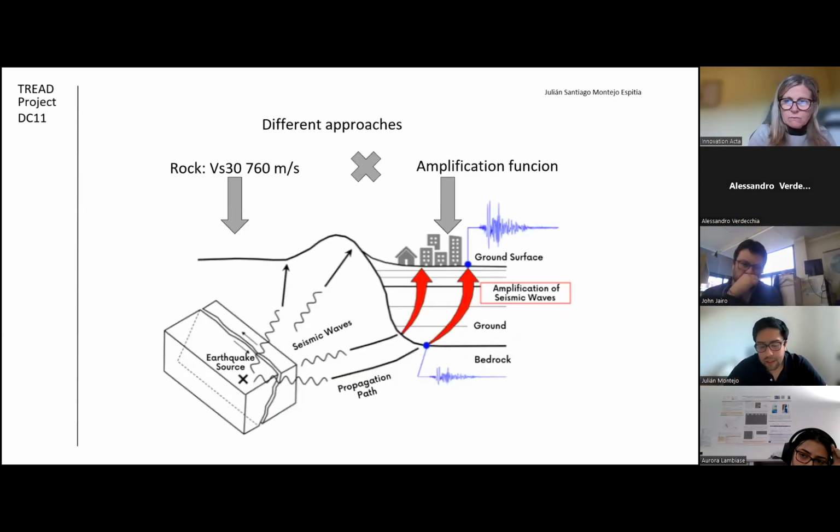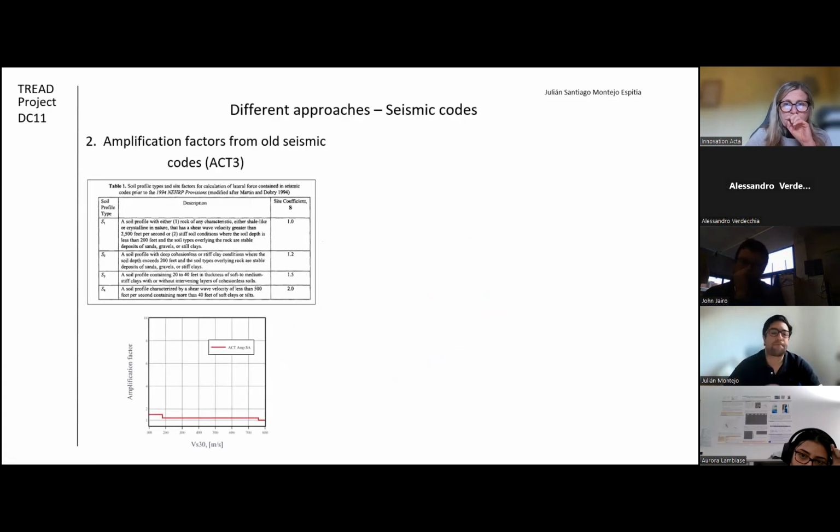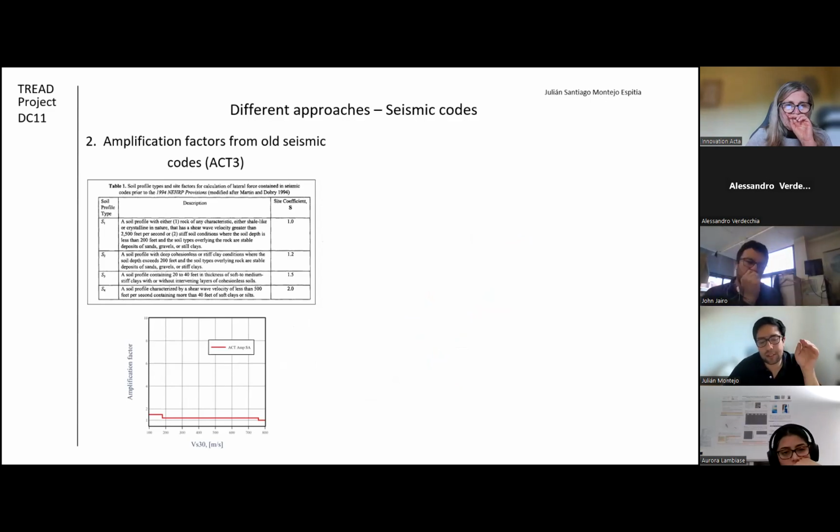Okay, that was our first approach, but we can use other approaches. Probably not exactly from the ground motion models, but we can use the ground motion models to calculate the shaking at a rock site, and then use other amplification functions. For example, we are using the amplification factors from the seismic codes. We are using some old codes from the 80s or 70s, with very common factors that are just a constant value of the amplification. So it's really easy to design buildings, but probably easy is not always the correct way.